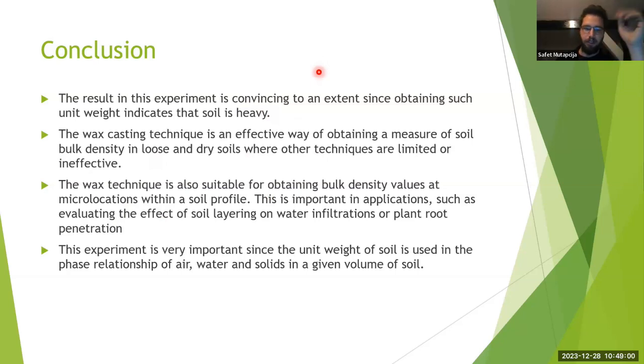You can do it in the field. This is important in applications such as evaluating the effect of soil layering on water infiltration and plant root penetration. That is important for everyone dealing with agriculture. This experiment is very important since the unit weight of soil is used in the phase relationship of air, water, and solids in a given volume of soil.